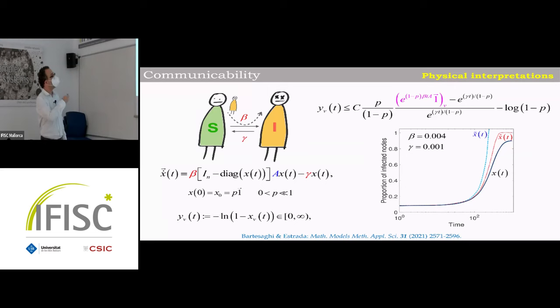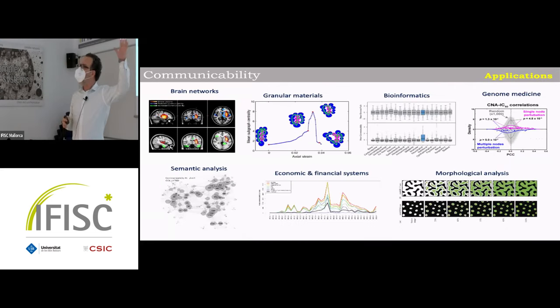of the corresponding network. Okay, so communicability has been applied in many different scenarios. It's now a standard for the study of brain networks, but I can show you here a few results. There are more than 100 or 200 papers using communicability, for instance, to study fracture in granular material, to identify genes in different setups to use in cancer medicine, semantic analysis, economic and financial crisis. I like this very, very much. It's about pattern recognition of vegetation and pollen patterns, in which communicability has also been used.